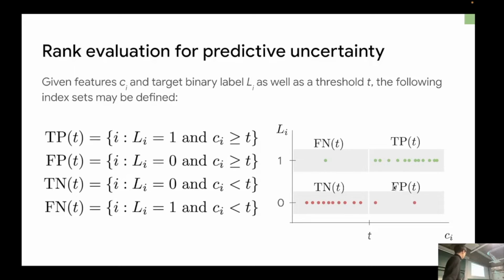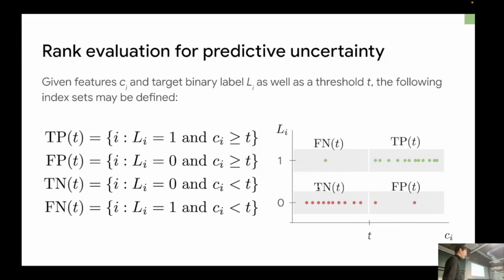And based on this, we can now define true positive, true negative, and false negative for each threshold t. So when we set the threshold t here, then the positives, meaning the Li is 1, for which the confidence scores are also higher than t, these are called true positives. I think these are kind of obvious from the drawing here.